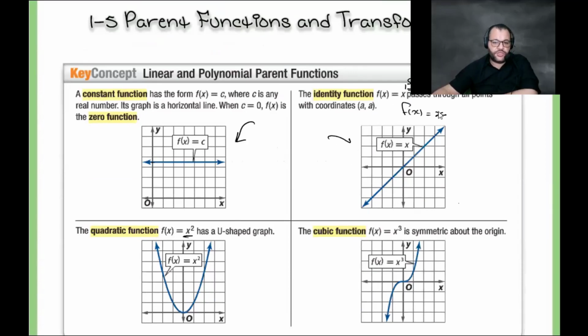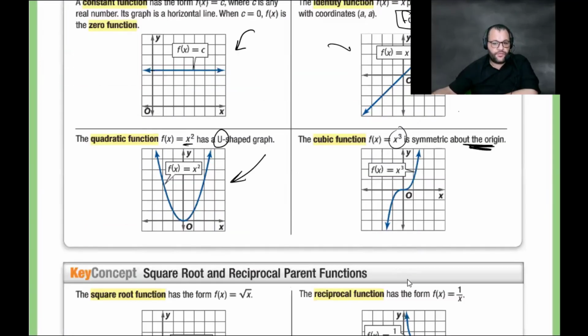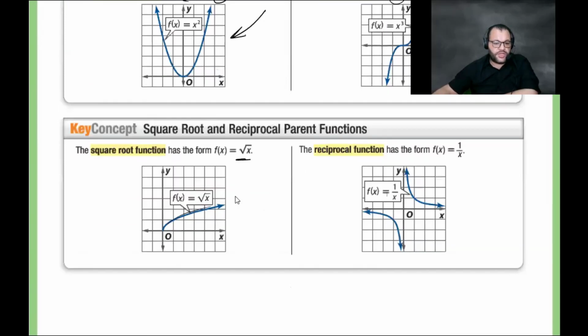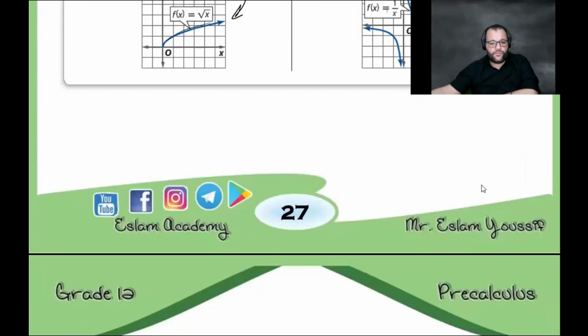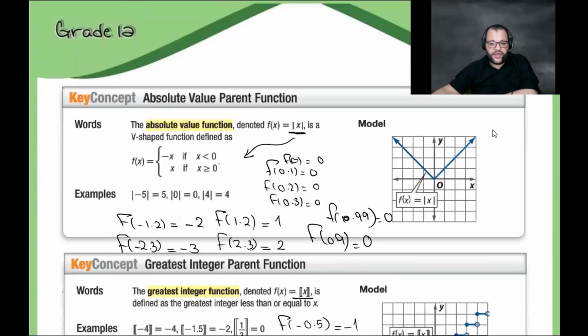The identity function is represented by f of x equals x, and that's how the graph will look like. The quadratic function f of x equals x to the power 2 will be a U shape. That is the cubic function. It's symmetric about the origin point. That is the square root function, and that's how the graph will look like. That is the reciprocal function. The absolute value must be a V shape. It's written here.